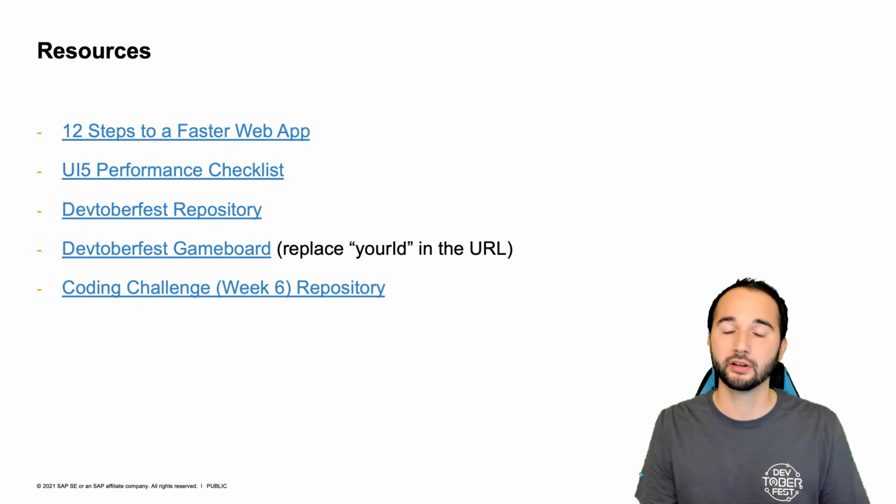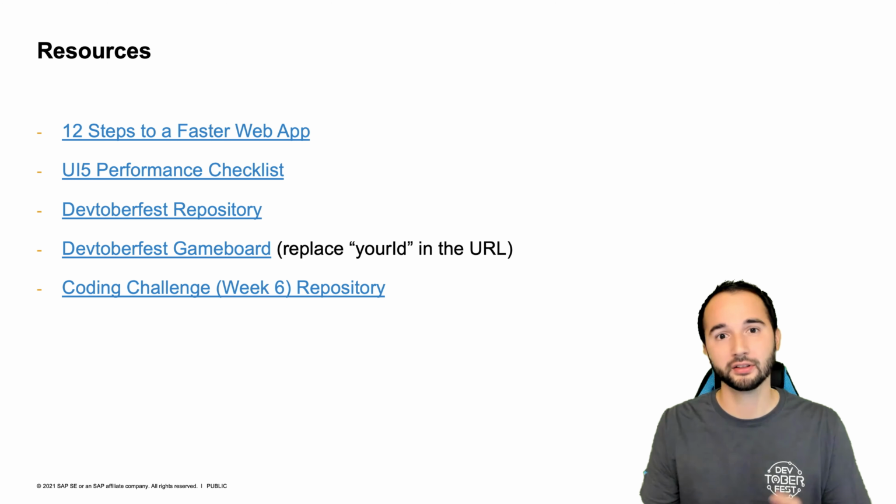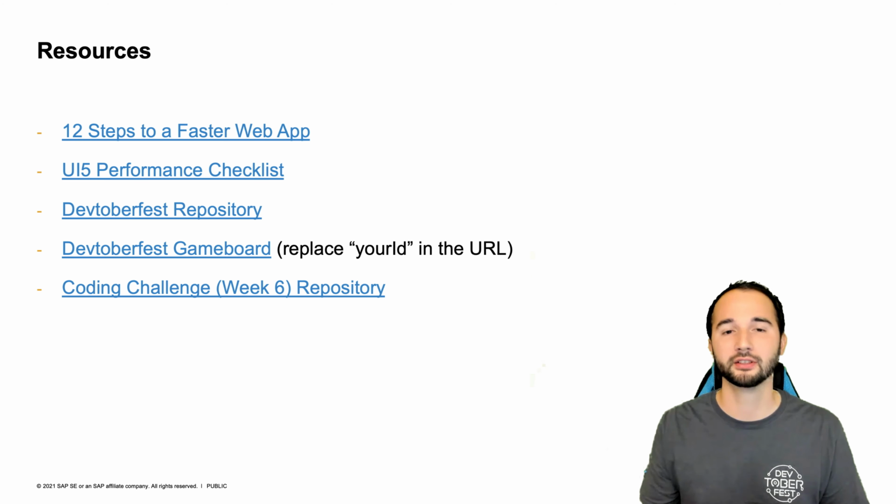You'll find the UI5 performance checklist, which is always a great resource. The Devtoberfest repository, I'm sure you know it. This is where you can find this slide deck. The Devtoberfest game board to see how many points you have, how many points you are missing to get to the next level, and obviously the coding challenge of week 6.